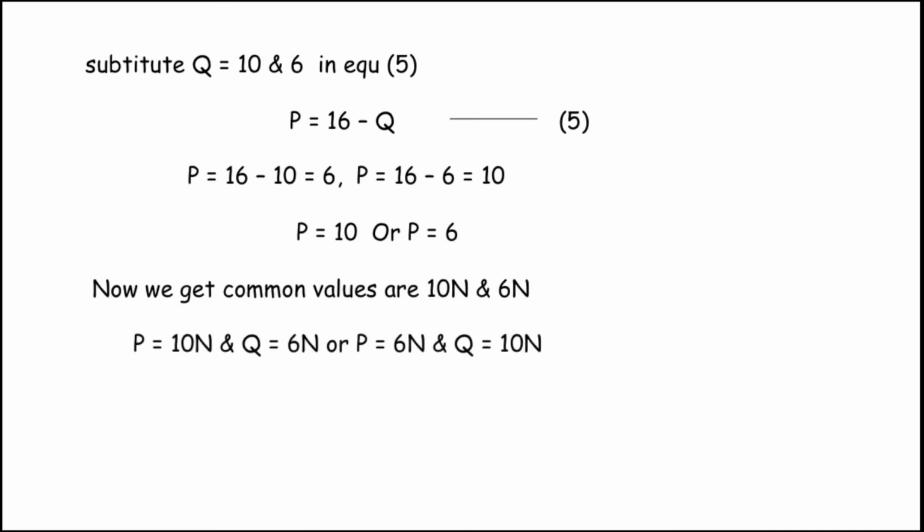So I put p equal to 10 Newton and q equal to 6 Newton, or else p equal to 6 Newton and q equal to 10 Newton. Both the answers are correct. We can take any one as the result. I take the first as the largest and the second as the smallest. So in the result I write p equal to 10 Newton and q equal to 6 Newton. If you take both as the result, it is correct only.